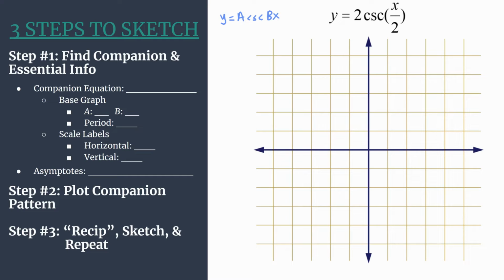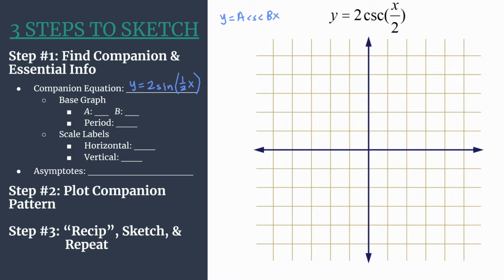So we'll start with step 1, find the companion equation and all the essential information. Our companion equation is simply going to be our equation, but we'll replace the cosecant function with its reciprocal function, sine. So it'll be y equals 2 sine of x over 2, or I'm even going to go ahead and write that as 1/2 x, same thing. It's just easier to see b as 1/2.